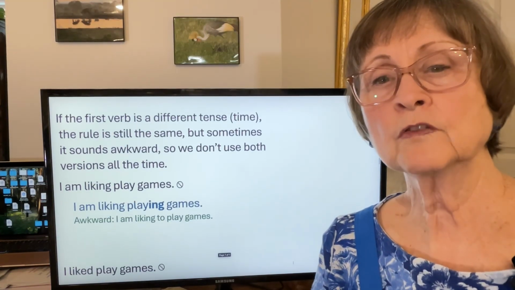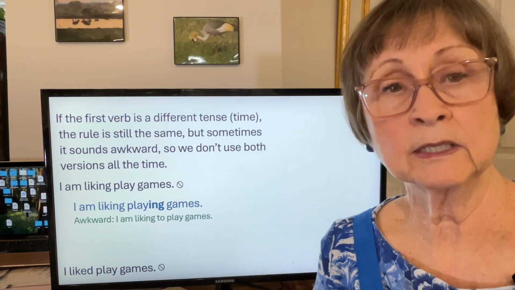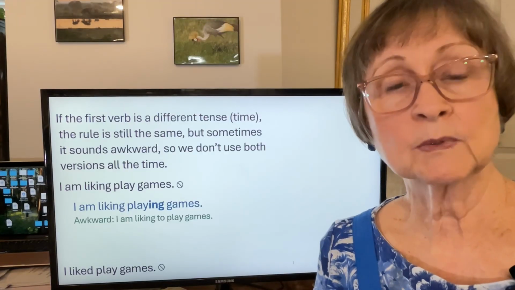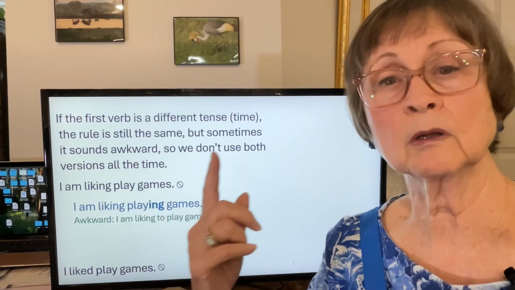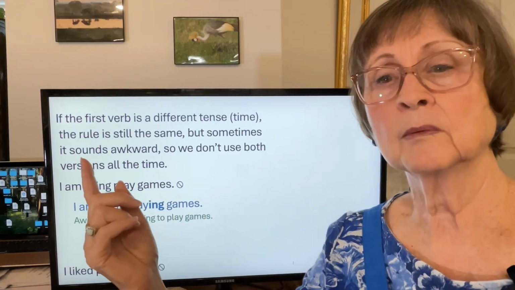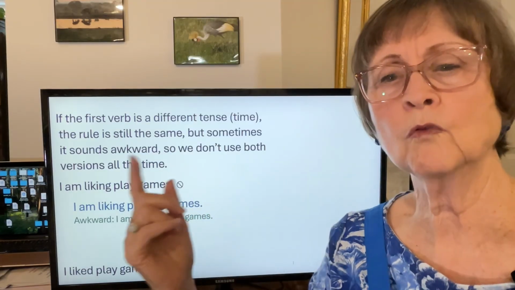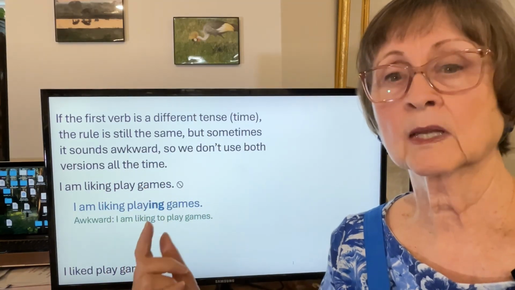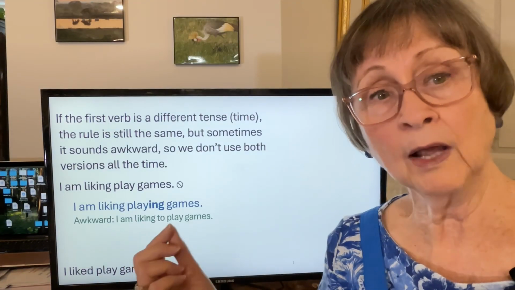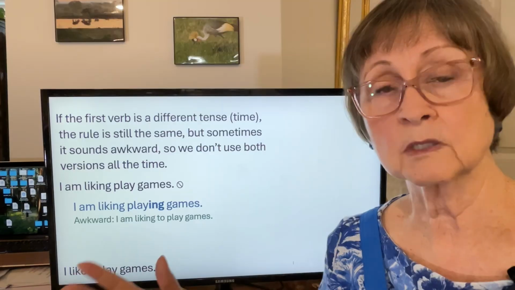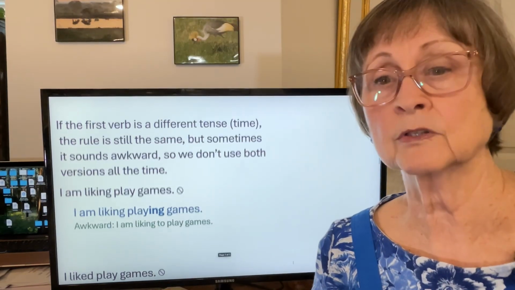Now, if the first verb is a different tense or time, we have anytime, now, past specific, past general. If it's a different one besides anytime, the rules still apply. But sometimes it sounds a little awkward, so we don't use both versions all the time. Now, all of these are more examples of what I've given you. If you've got it, you may not want to read all of these, but if you still want to practice, let's go through all these examples.